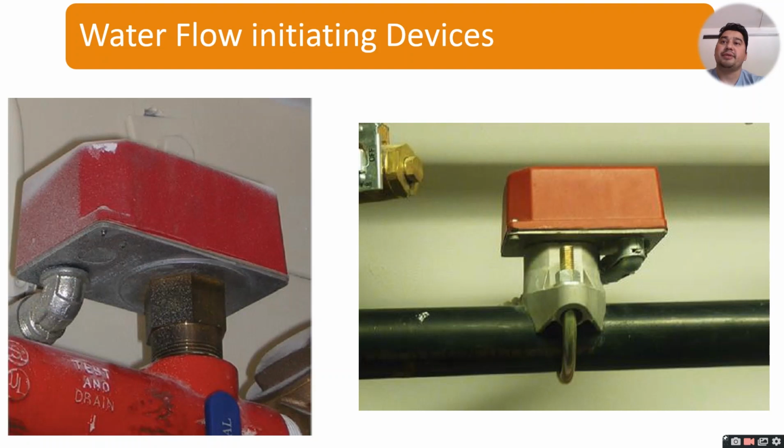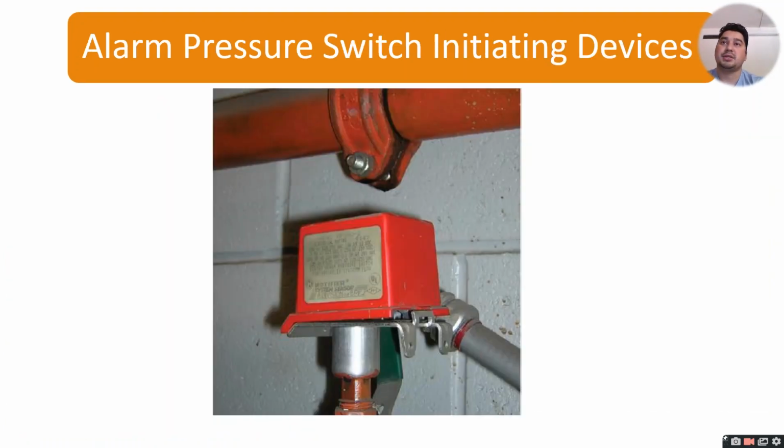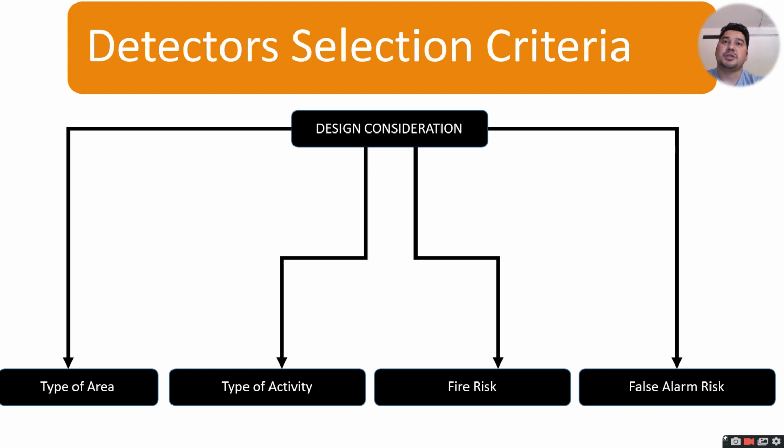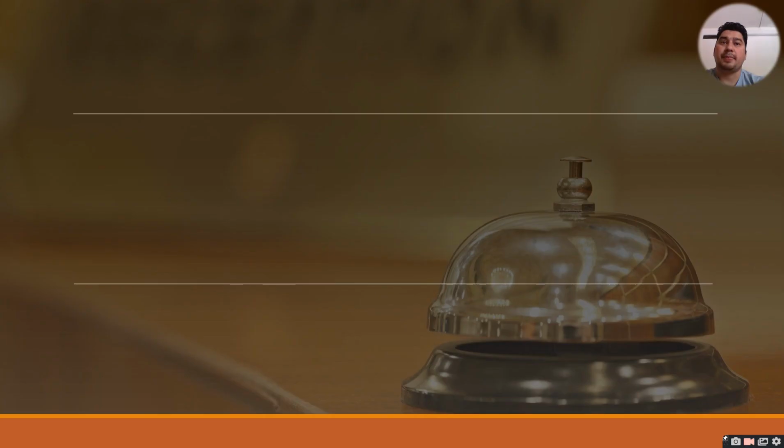Water flow initiating devices. So now we will look at the water flow initiating devices. Alarm pressure switch initiating devices. This is the alarm pressure switch initiating devices. Detector selection criteria. How you can select the detector. Which type of detector is suitable for your area. Whenever you are selecting any detector, you have to consider the design, type of area, type of activity, fire risk, and false alarm risk. So these are the things you have to consider whenever you are selecting any detector.